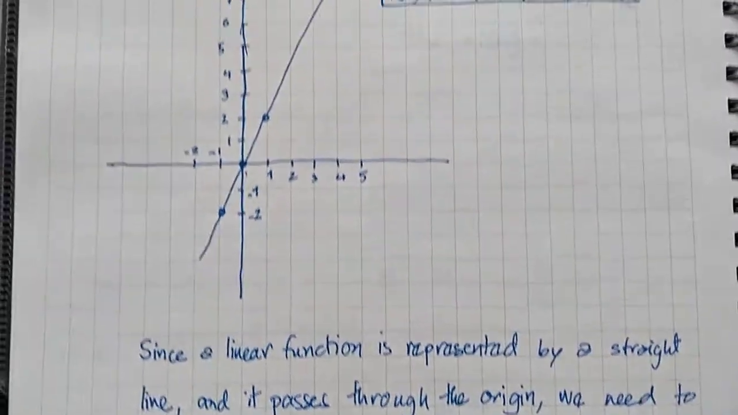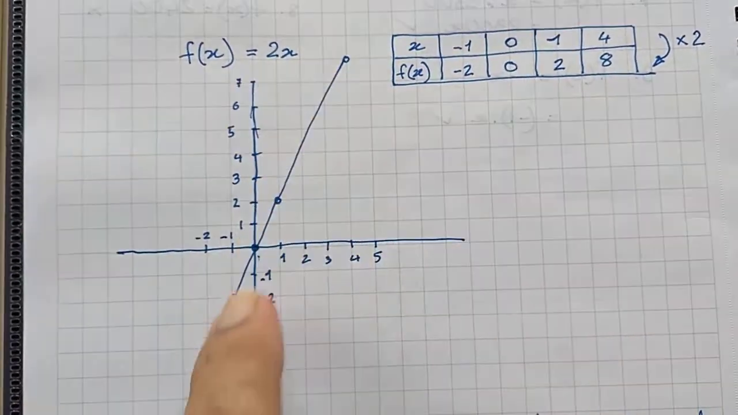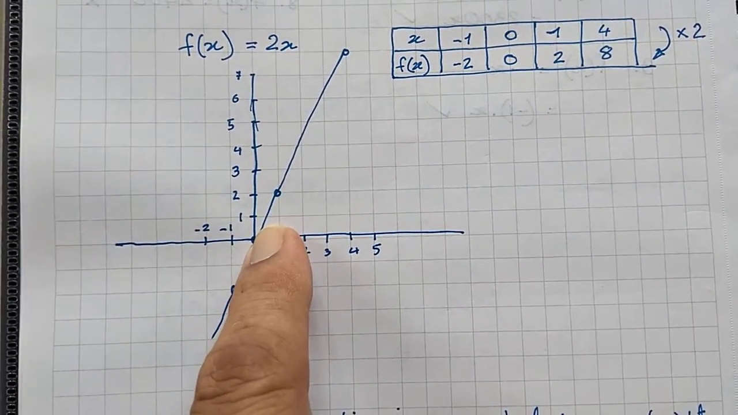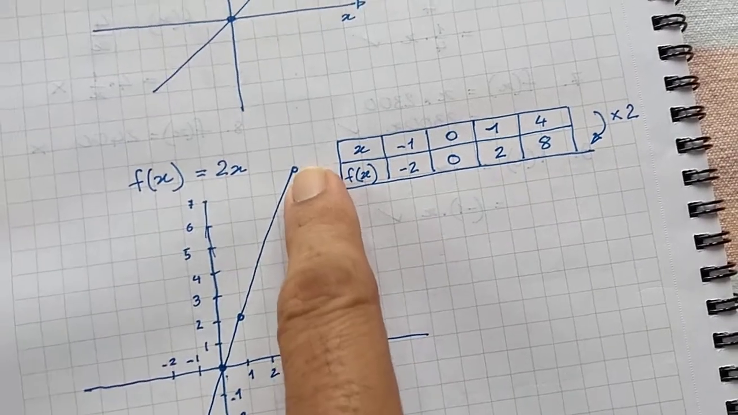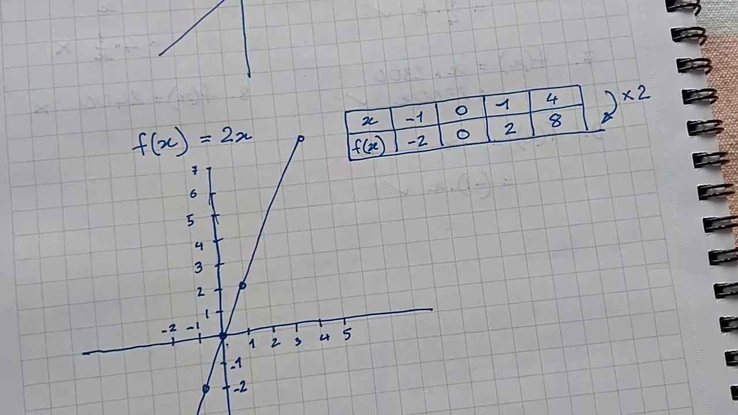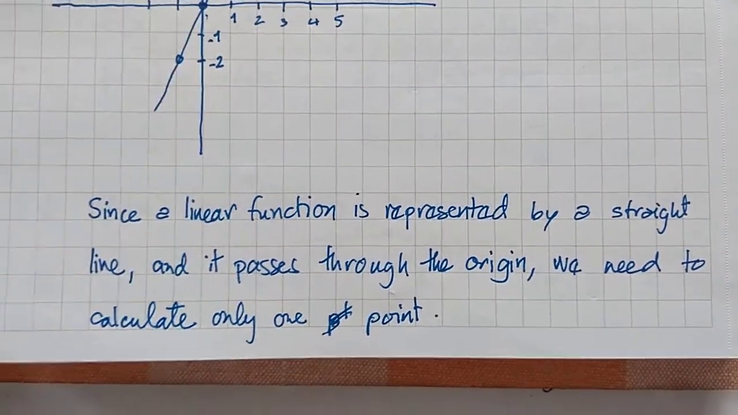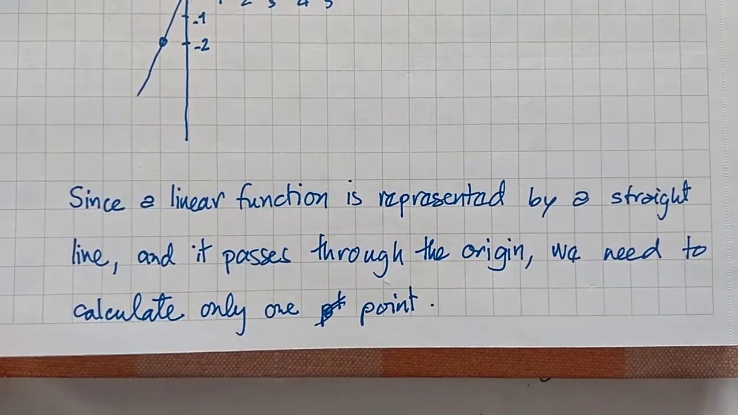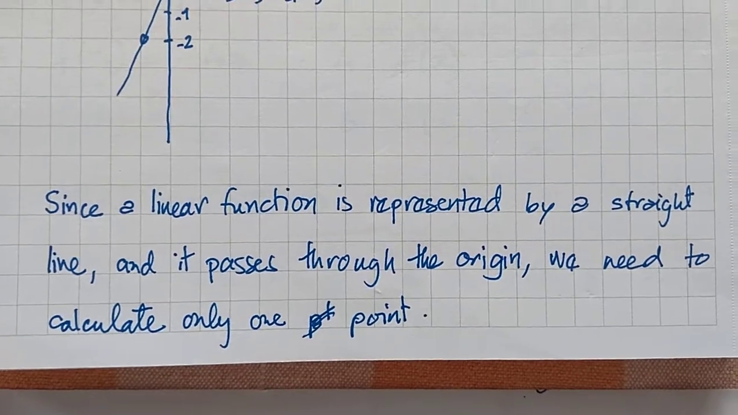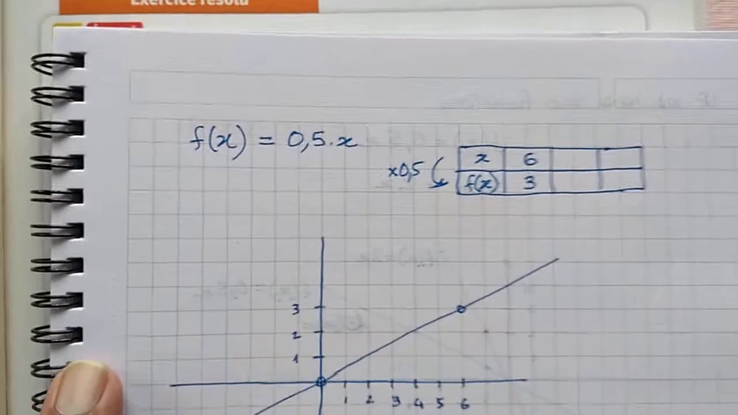So essentially, because you know it's a straight line, you only need to find out one point, any one point, because you know that it goes through the origin. So you just put a scale from there to there and we just draw a straight line. So since a linear function is represented by a straight line and it passes through the origin, we need to calculate only one point from the formula.